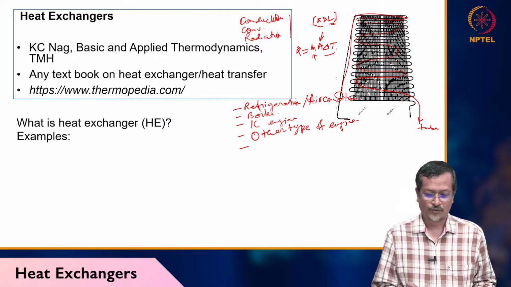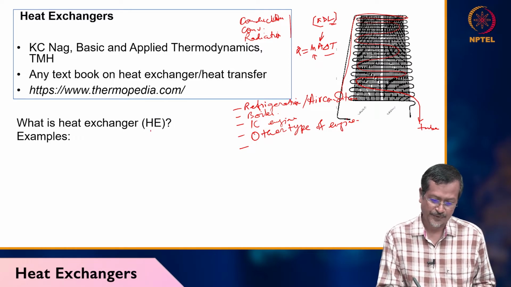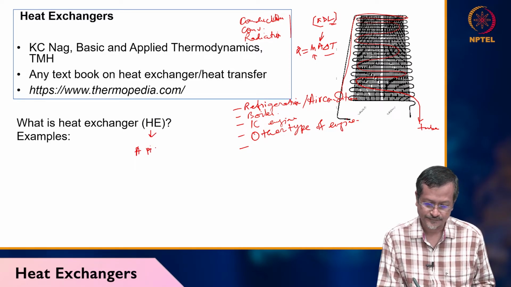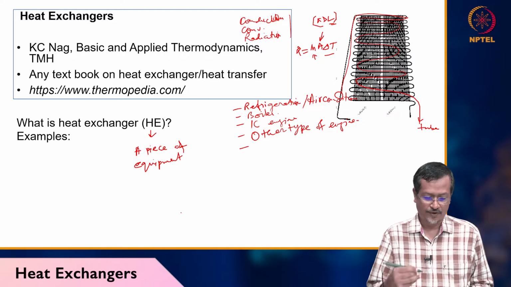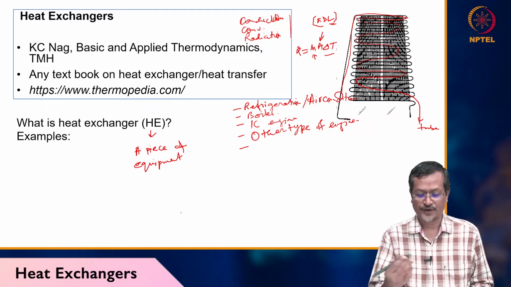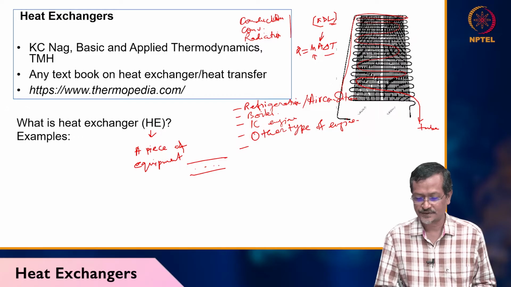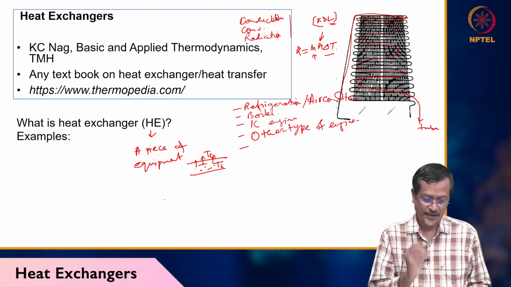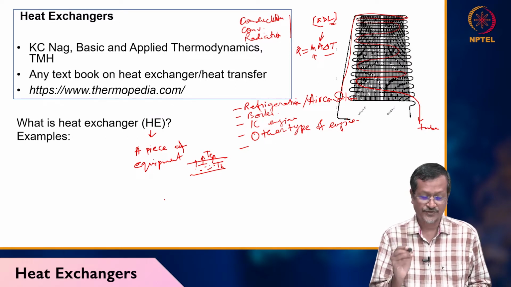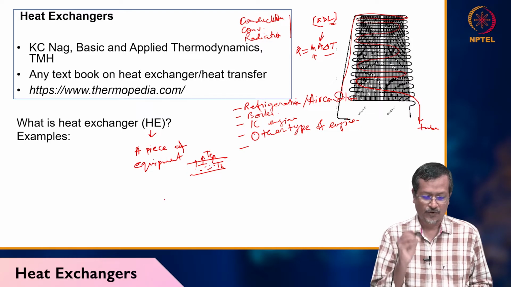Then what is a heat exchanger? A heat exchanger is a piece of equipment built for efficient heat transfer from one medium to another. So one medium is your hot fluid, at T high, and the other is the outside temperature, T cold. Heat will be transferred through the pipe. This is called a heat exchanger. A heat exchanger is a piece of equipment built for efficient heat transfer from one medium to another medium.